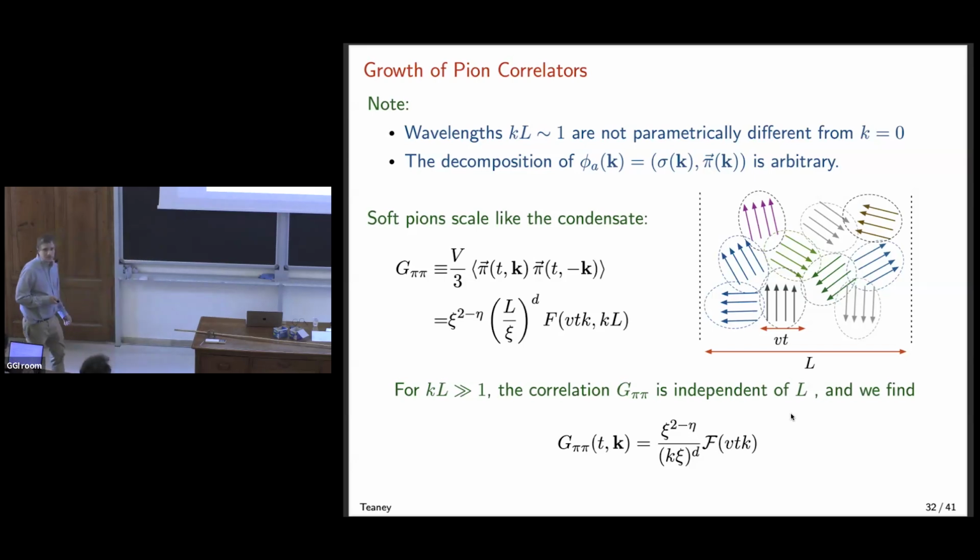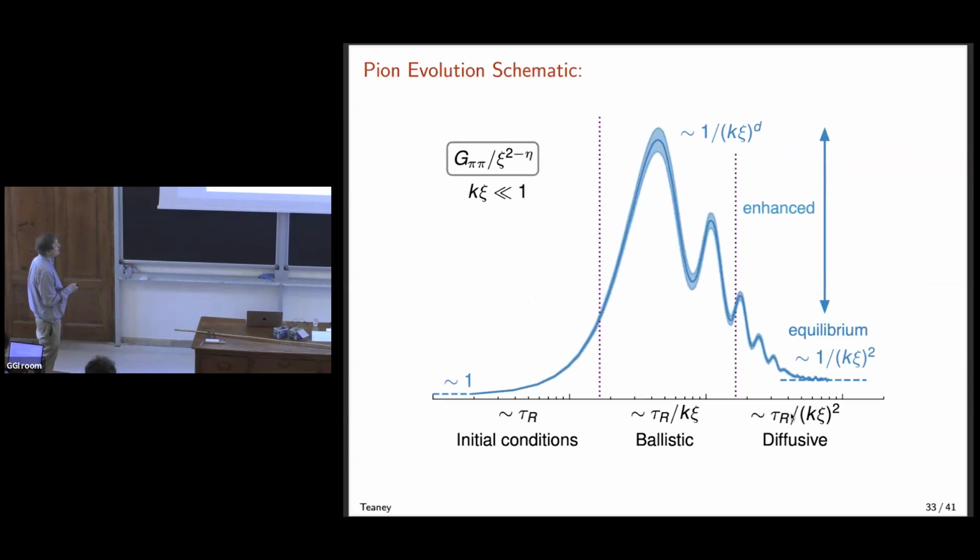So it's a pretty striking result. If you follow that, then you find that the way the pion spectrum reaches equilibrium is quite different from other particles. It will start at order 1, go up to this non-equilibrium regime, like 1 over kc to the d, and then very slowly, on a much longer time scale, it will decay back downward towards equilibrium, which is 1 over kc squared.